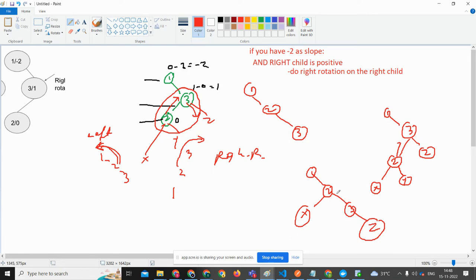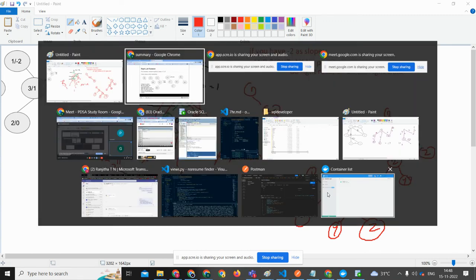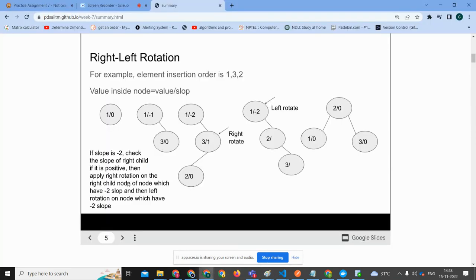So this y value is greater than 2, correct? Yes. Which means it will come on the right-hand side of this. Yes or no? Yes. And it is less than 3, so it will come here. So you did a right rotation. Now after doing the right rotation, you should do a left rotation on the node which has -2 slope.